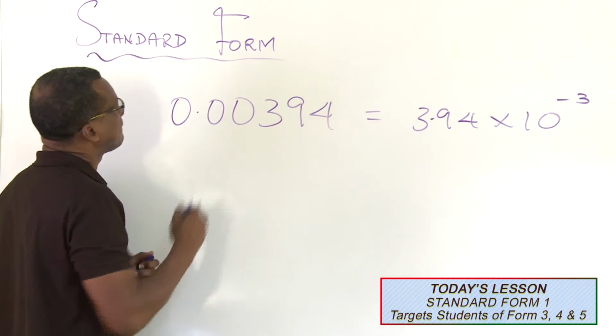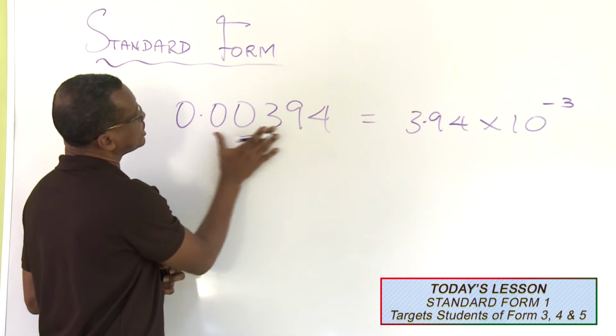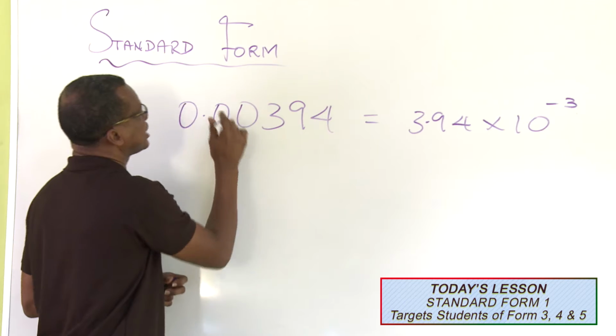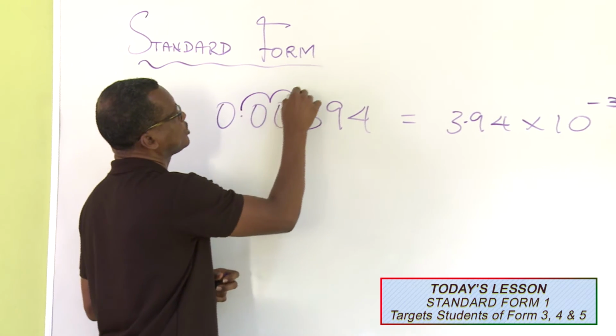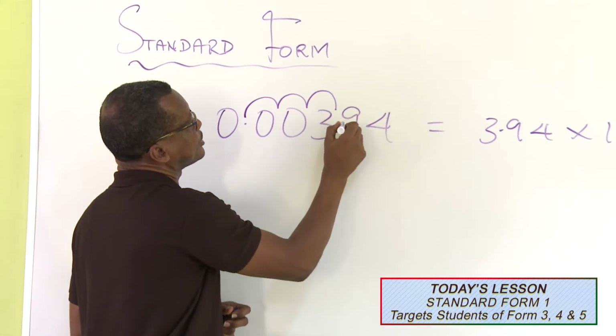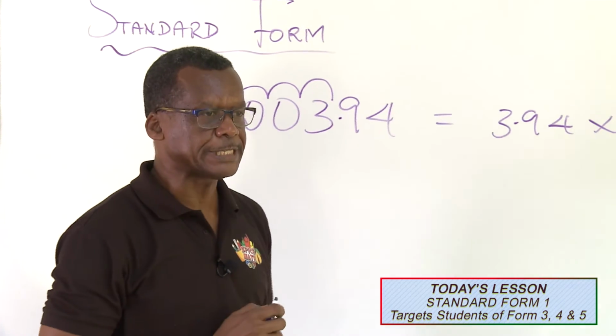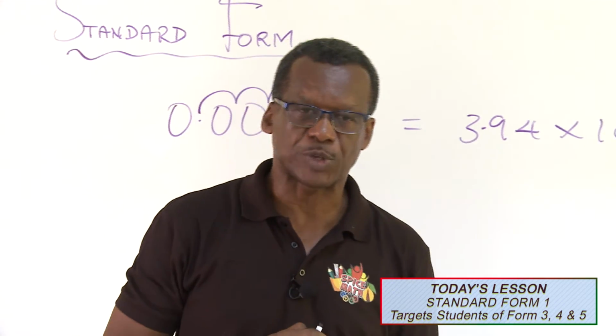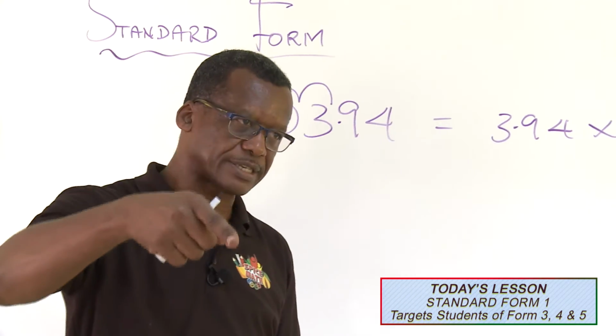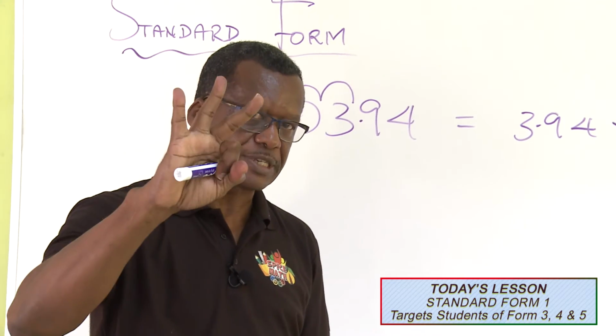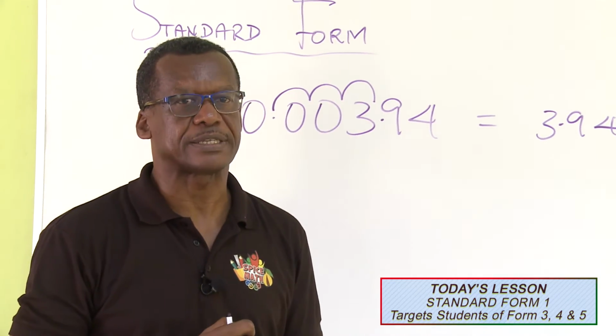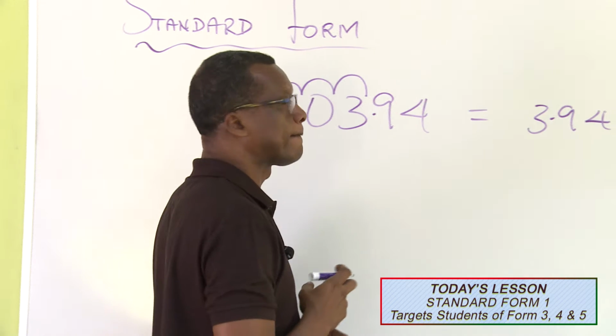So let's see. If we want to get 3.94 from this number, we'd have to move the point 1, 2, 3 places so that it falls between the 3 and the 9. And because we moved the point to the right 3 places, the power of 10 would be negative 3.